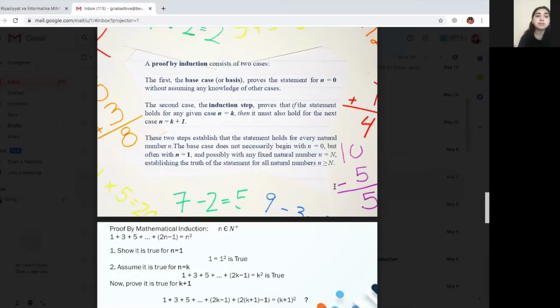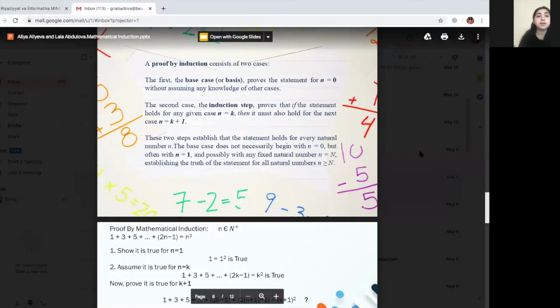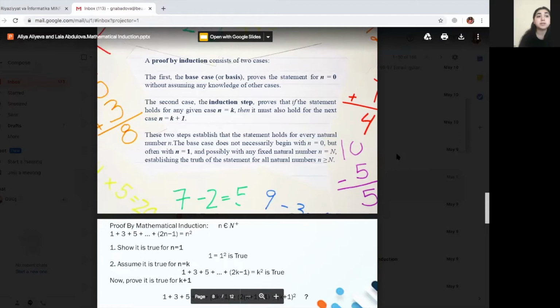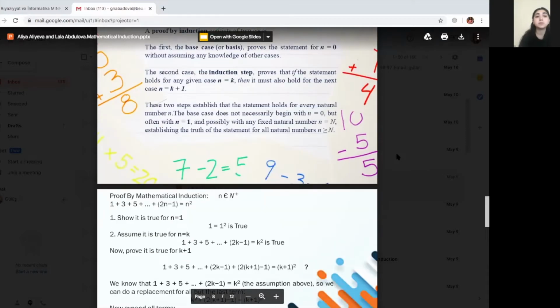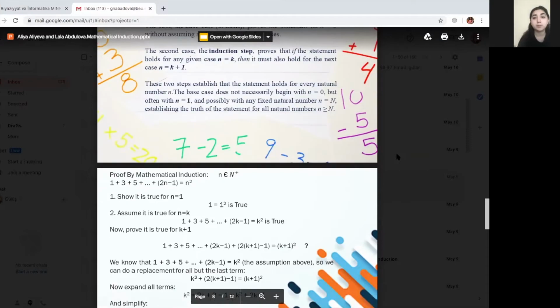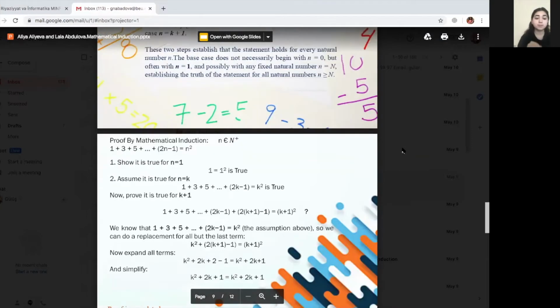The base case does not necessarily begin with n equals 0, but often with n equals 1, and possibly with any fixed natural number, establishing the truth of the statement for all natural numbers n bigger than or equal to that number. Okay, next example.